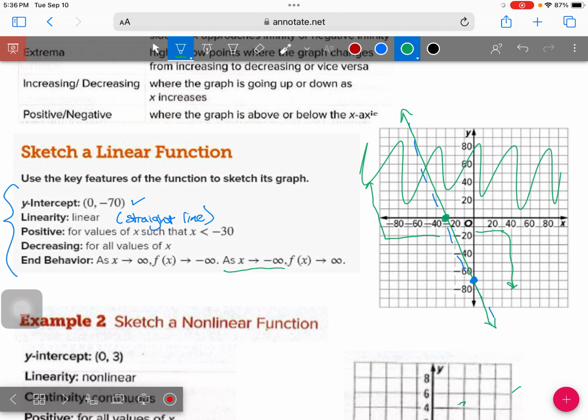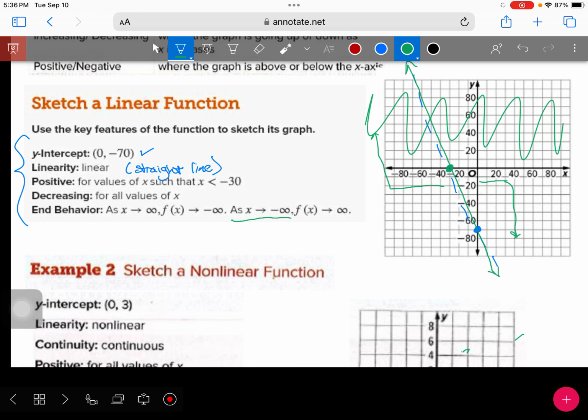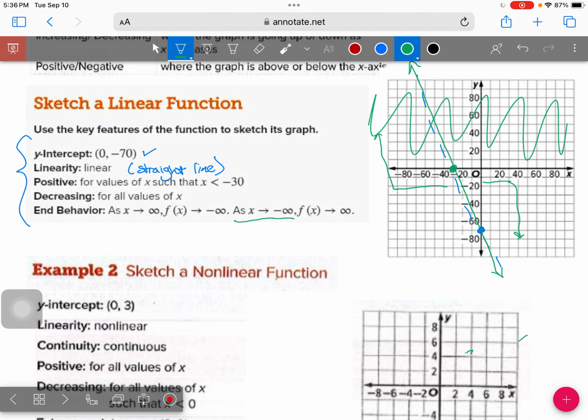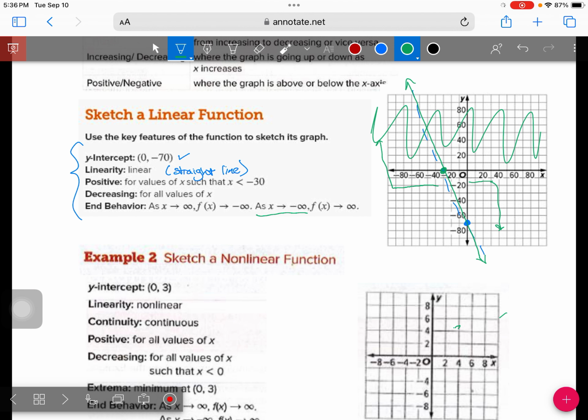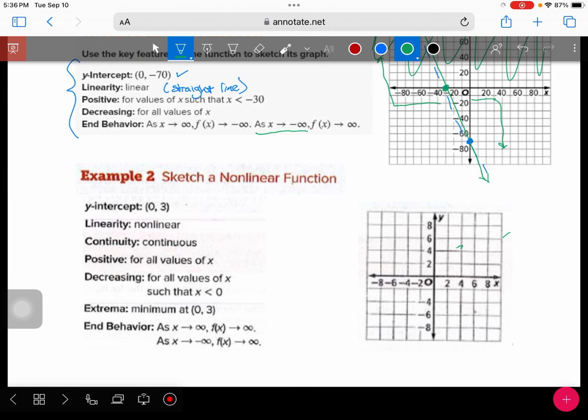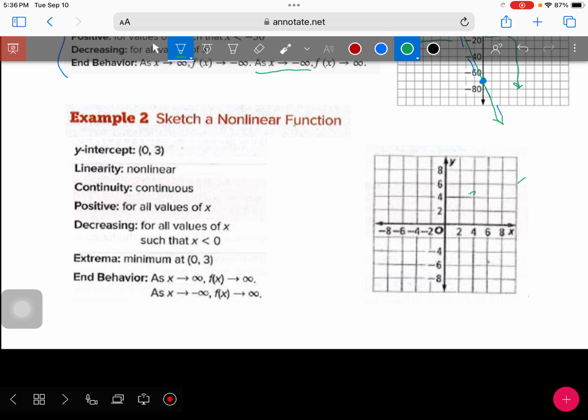Right there, that line in green, that is my function. It's linear. It crosses the y-axis. And where x goes less than negative 30, that's where it becomes positive, for any values less than negative 30. Okay, let's take a look at example 2.